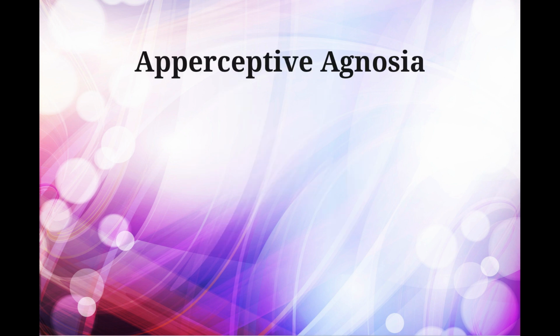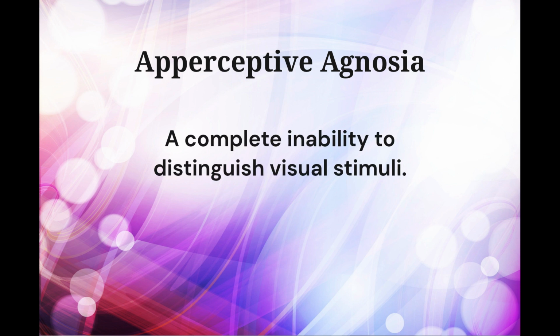Associative agnosia is not to be confused with aperceptive agnosia, which is another type of visual agnosia. While associative agnosia refers specifically to naming visual stimuli, aperceptive agnosia is a complete inability to distinguish any visual stimuli at all. They cannot name, draw, recognize, or distinguish between visualized objects.